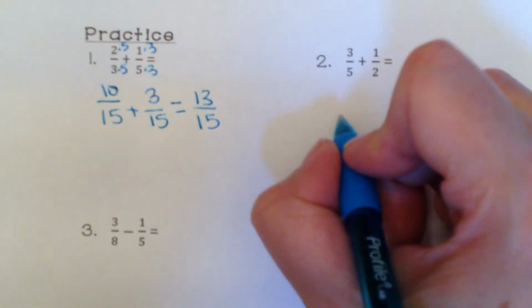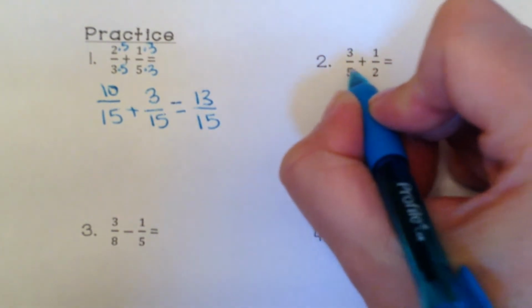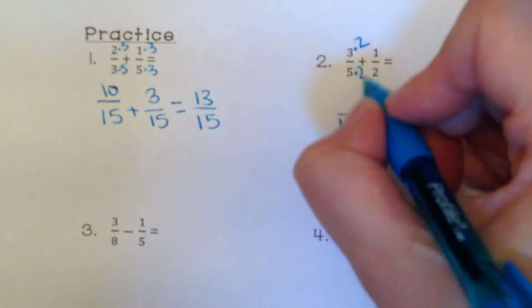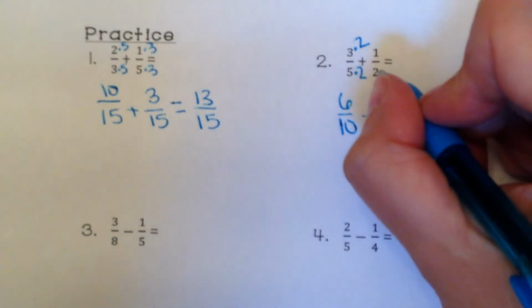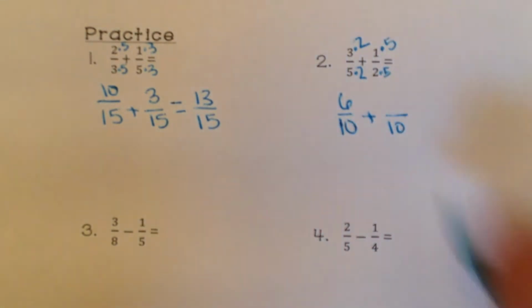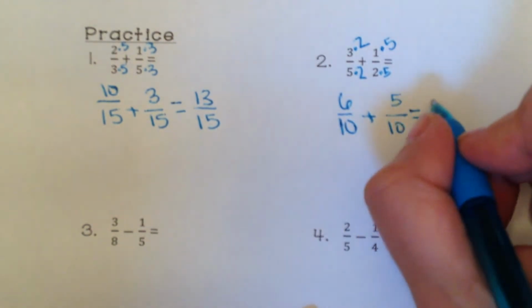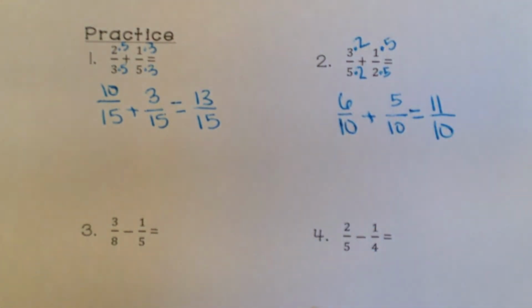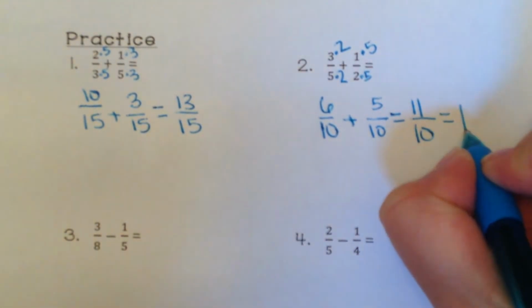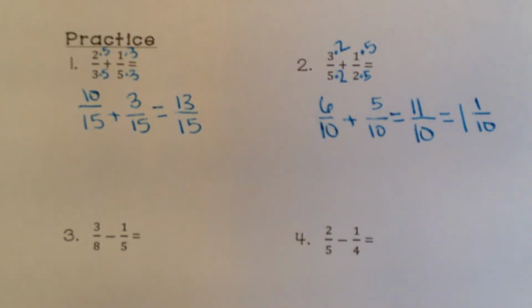Second one, common denominator is 10. So I multiply 5 times 2 to get 10, meaning I also have to multiply the top times 2. 3 times 2 is 6. Okay, I multiply 2 times 5 to get 10, so I also have to multiply the top times 5. 1 times 5 is 5. When I add these, 6 plus 5 gives me 11. Put it over the common denominator. This can be reduced. 10 tenths is 1 whole. If I take 10 away from the 11, I'm left with 1 tenth. So 1 and 1 tenth.